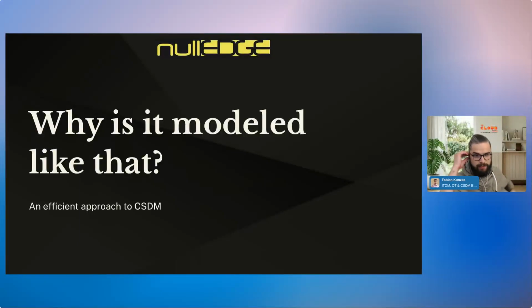Really, really interesting. We're going to jump to the other end of the spectrum. We're going to go very far away from development, although I really liked what Paul has drawn up there. So we're going to look at CSDM.